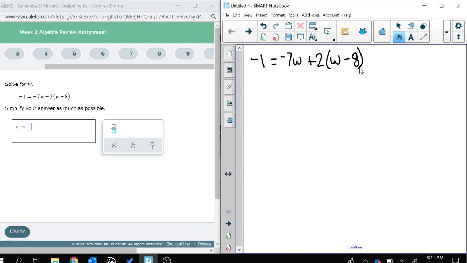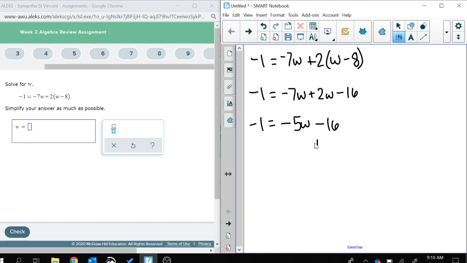So for this one here, I am going to distribute this 2 first, and then I can go and combine my like terms before I start solving. So 2 times w is a positive 2w. Now positive 2 times negative 8 would be negative 16. So then I can combine these terms here. So negative 1 equals negative 7w plus 2w is a negative 5w minus 16. So now I have a linear equation. I can start simplifying a little bit easier.